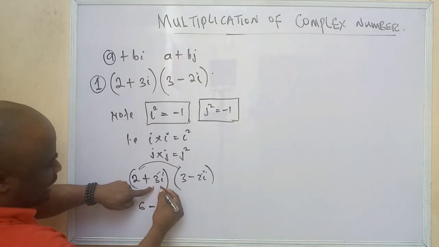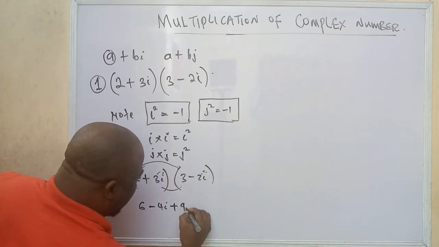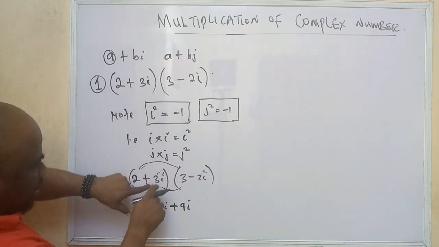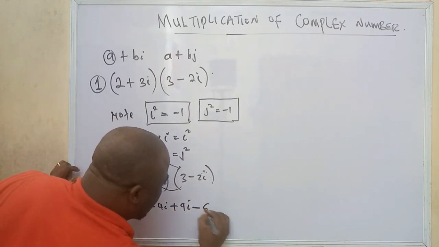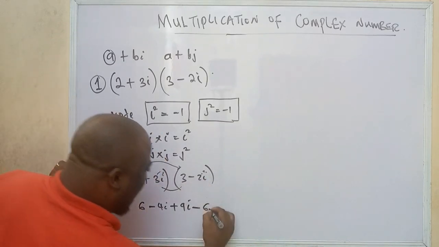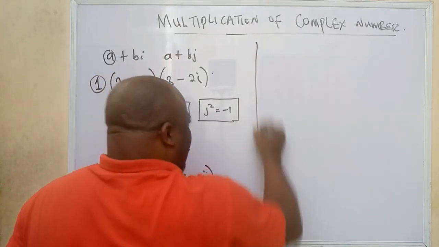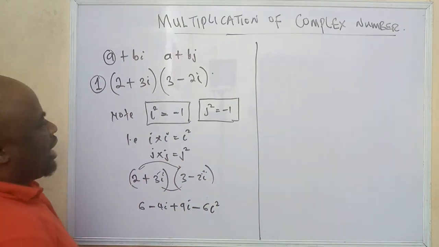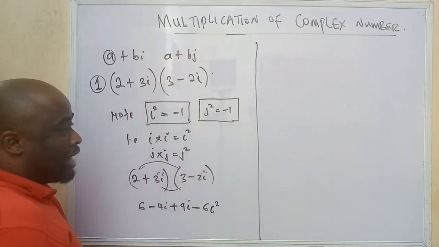Then we multiply 3i and 3, which is plus 9i. Here you have 3i times minus 2i, which is minus 6, and i times i is i squared. Now I said that i squared is minus 1, or if we are using j, j squared is minus 1.